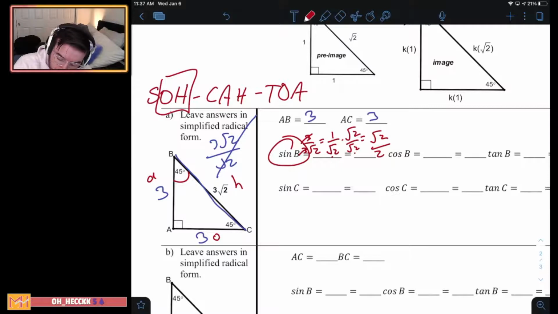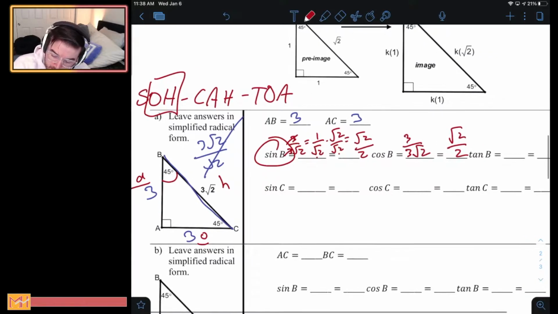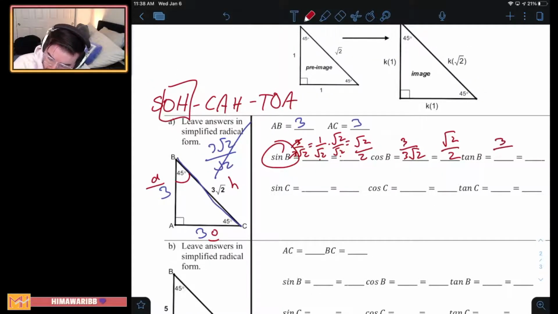Cosine of B, well, the adjacent and opposite are the same, so cosine of B is also the same thing, right? I'm not going to show that work. I don't need to do that twice, do I? And then, so ka being adjacent over hypotenuse, and then toa, opposite over adjacent. So 3 over 3, which comes out to be 1.